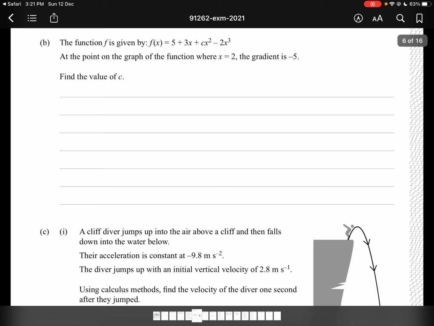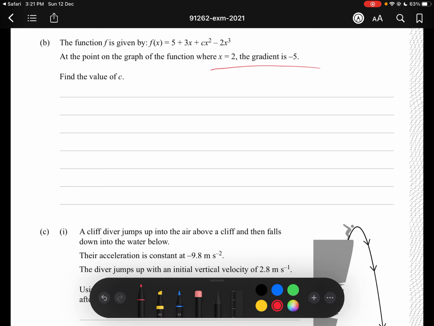Alright, so question B. The function f is given by f of x equals 5 plus 3x plus cx squared minus 2x to the power 3. At the point of the graph of the function when x equals 2, the gradient is -5. For this question, we want to find the c value, which we can do by finding the derivative and then substituting the gradient -5 and the x value 2.